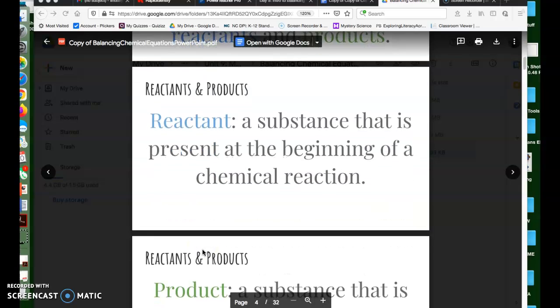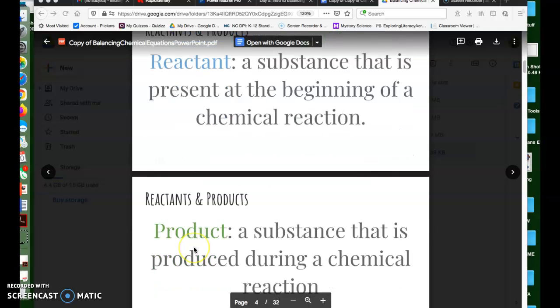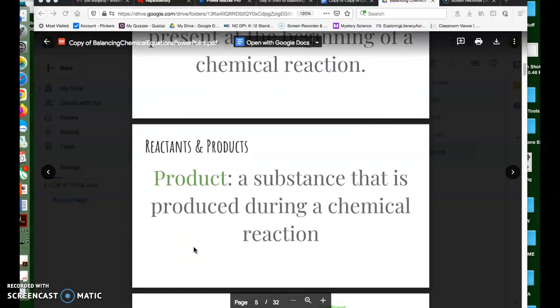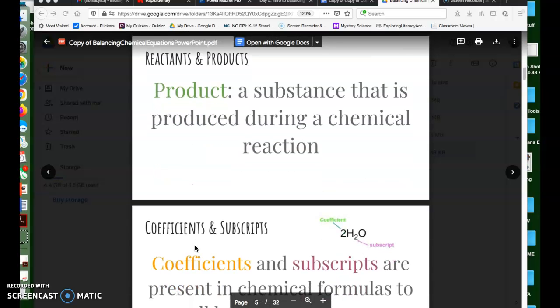Reactants, again, are substances present at the beginning of the chemical reaction. That's why they're before the arrow. A product is something that is produced during a chemical reaction. It's at the end of our chemical reaction. That's why it's at the end of our arrow.